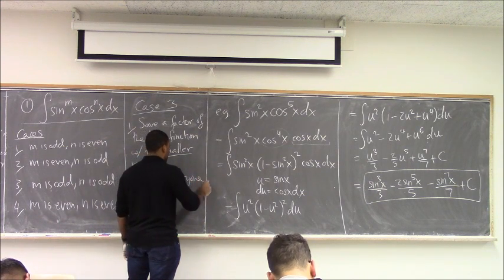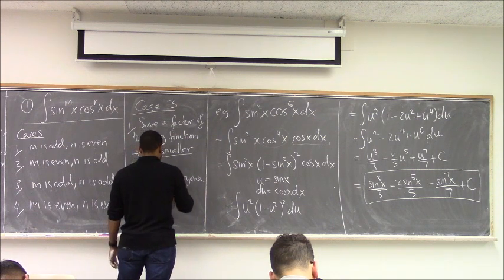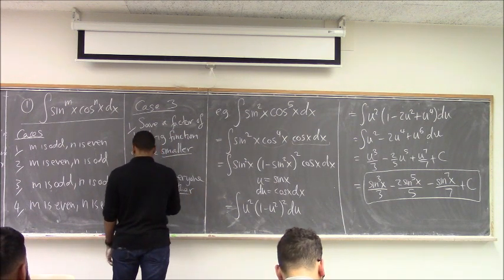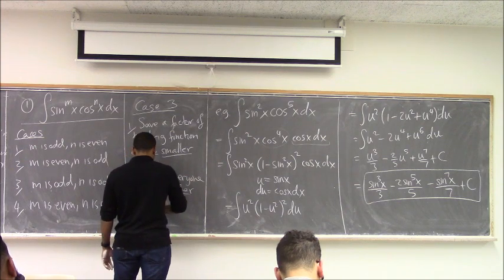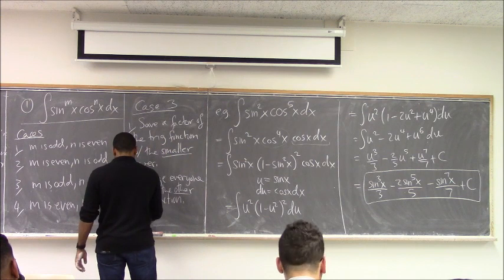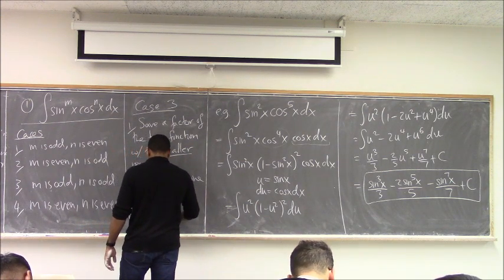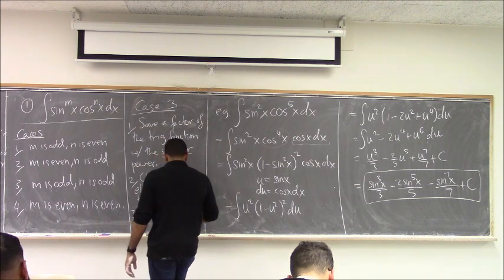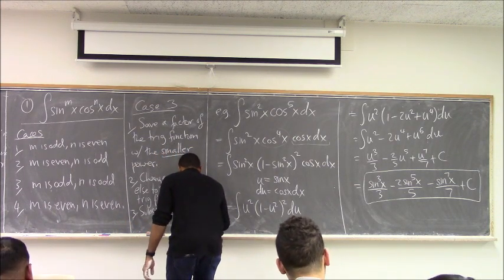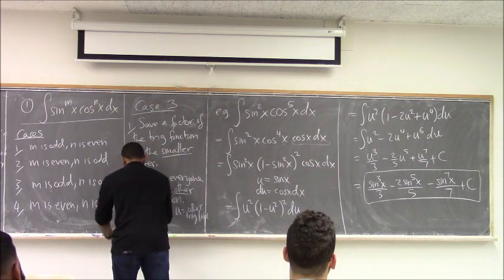Step 2: change everyone else to the other trig function, the one that you didn't save. Step 3: substitute u equals the other trig function. Then integrate.